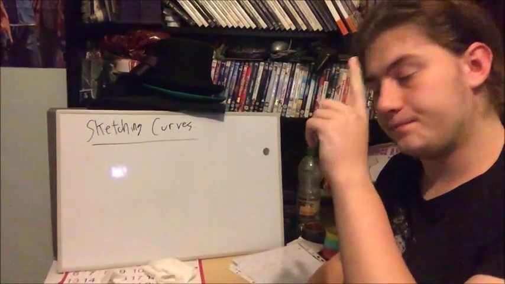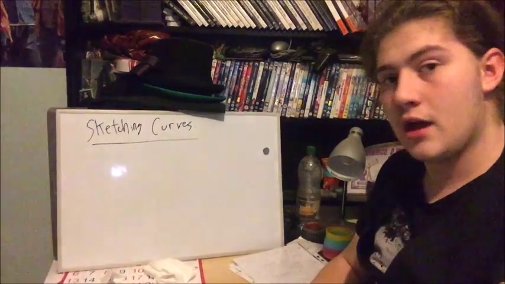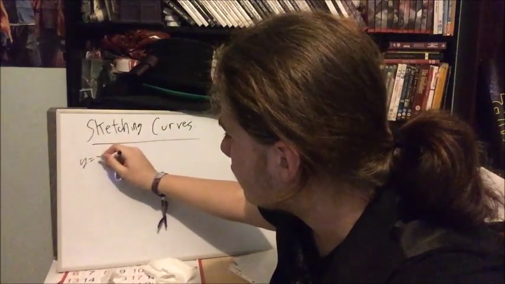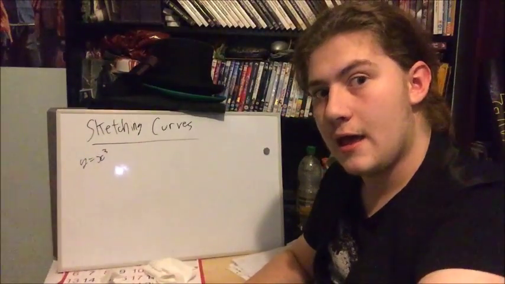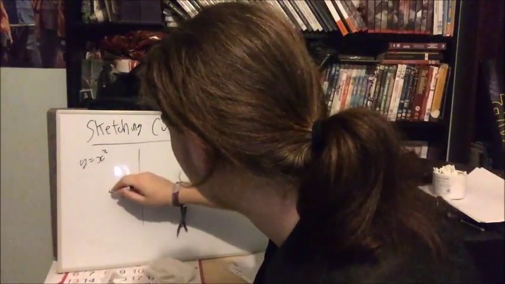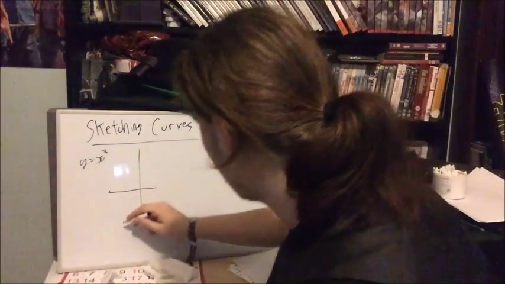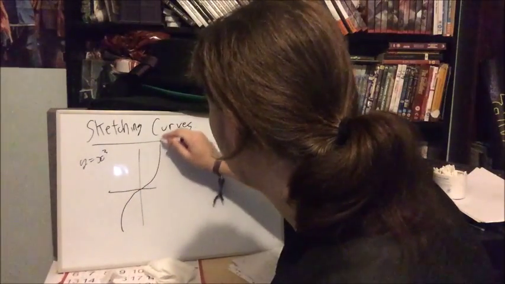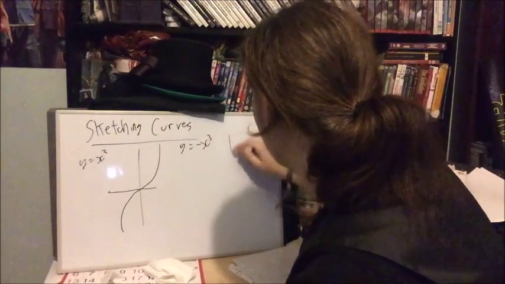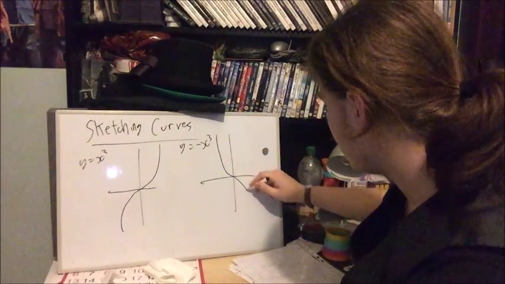So, apart from linears and quadratics, there are also the cubic graphs, where y is equal to x cubed. And if it's a positive cube, then it will look like this. But if it is a minus cubic, then it will look instead like this.